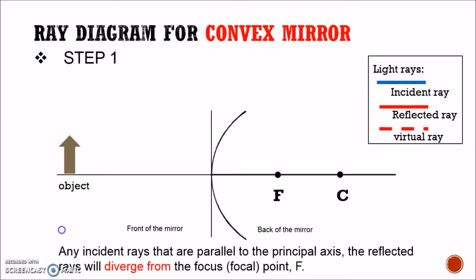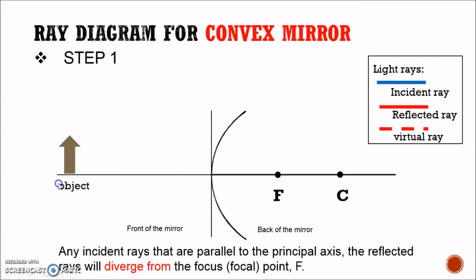Now let's learn how to sketch the ray diagram for convex mirror. What are the differences between convex and concave mirror? First, the shape or the curve of the mirror is different, and also the position of point F and point C. For convex mirror, point F and point C is situated at the back of the mirror. Now let's assume that the object is situated at this position.